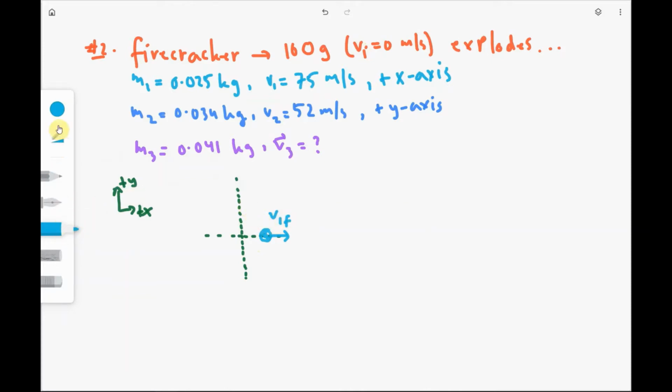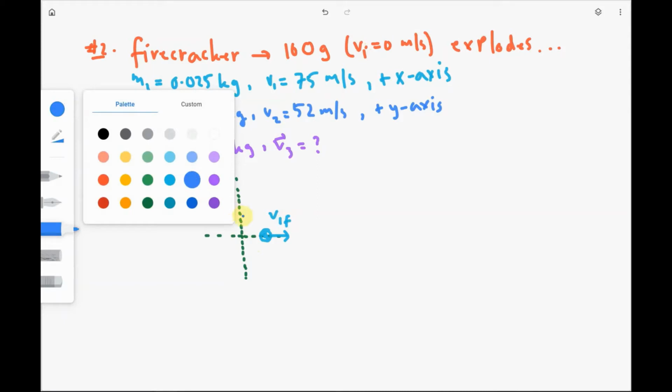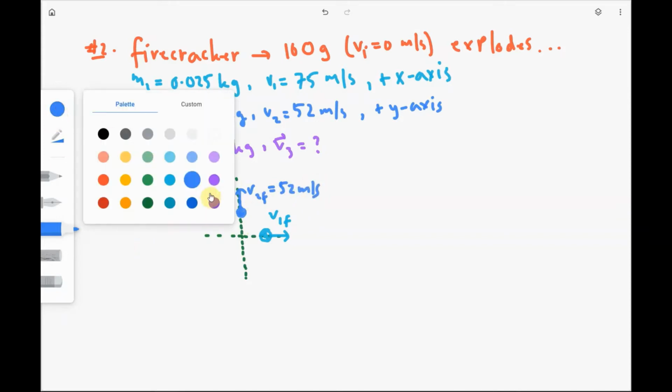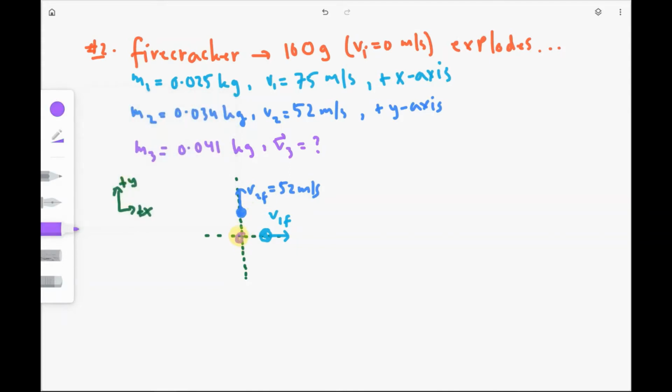And then we have M2 going in the positive y direction, M2 going this way, V2F is 52 meters per second, and we don't know in which direction M3 is going, so that is our target. So let's say M3 is a part that is going in this direction, and we don't know what direction this is, so we don't know what this angle is as well. Let's call it theta.